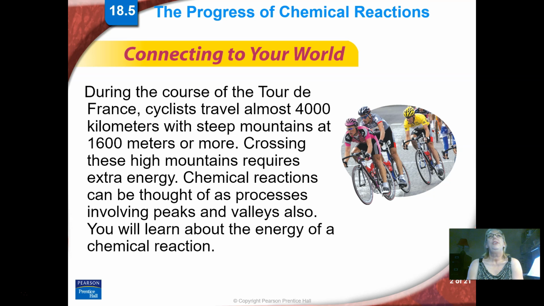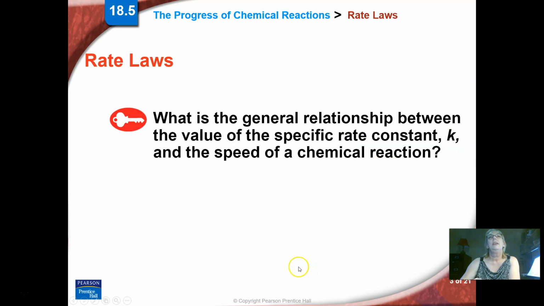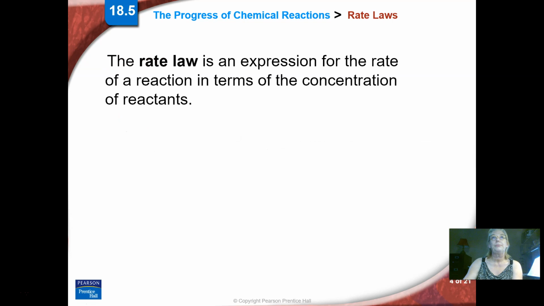So you know the Tour de France, cyclists have to go up and down a bunch of hills and valleys. That happens in a chemical reaction too. When we look at an energy diagram of chemical reactions, we could have hills and valleys as well. So we're going to talk about the rate law and this thing called the specific rate constant, K. We can use that K to figure out how fast a chemical reaction is happening. I just want to give you a conceptual view of this.